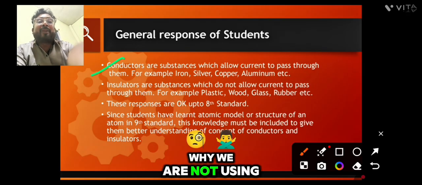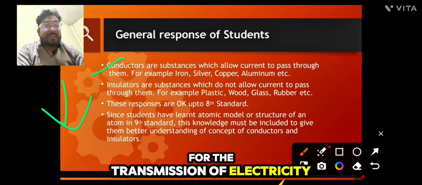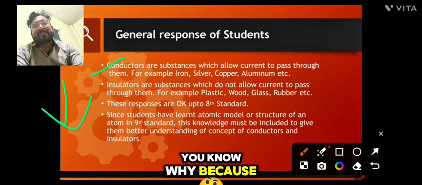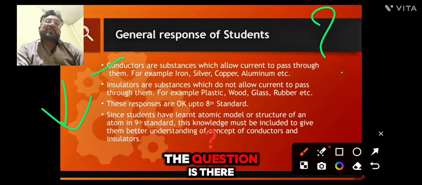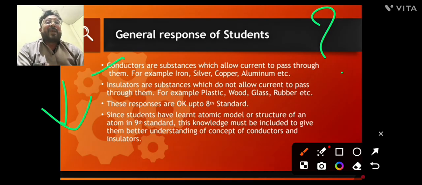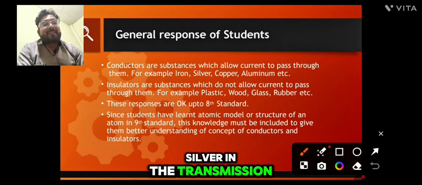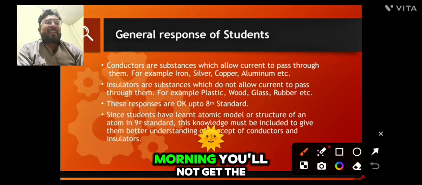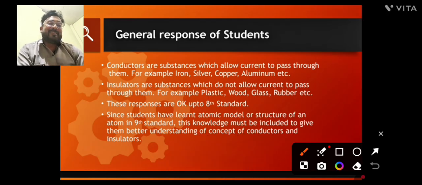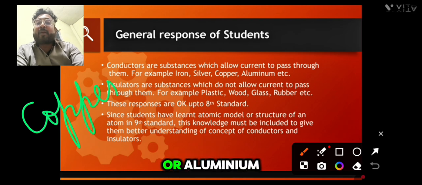But the question arises, sir, why are we not using silver for the transmission of electricity? You know why? Because silver is expensive. If you use silver in the transmission, the next morning you will not get the wire also, because this wire is going to be stolen.